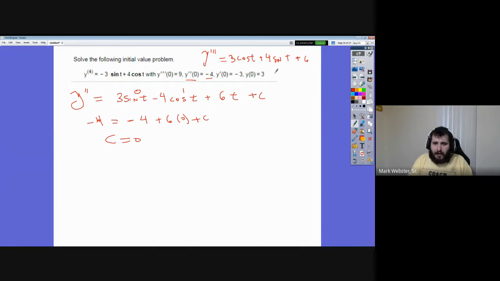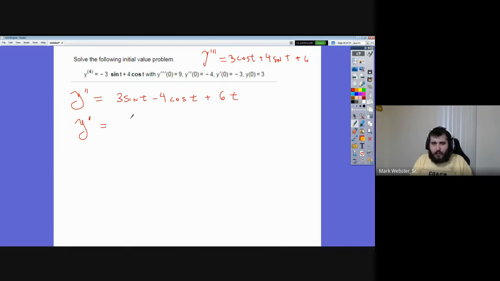So my y double prime is just this without the plus c, right? So let me make some more room. Get rid of that because C equals 0. So this is my y double prime. Now let's find my y prime.